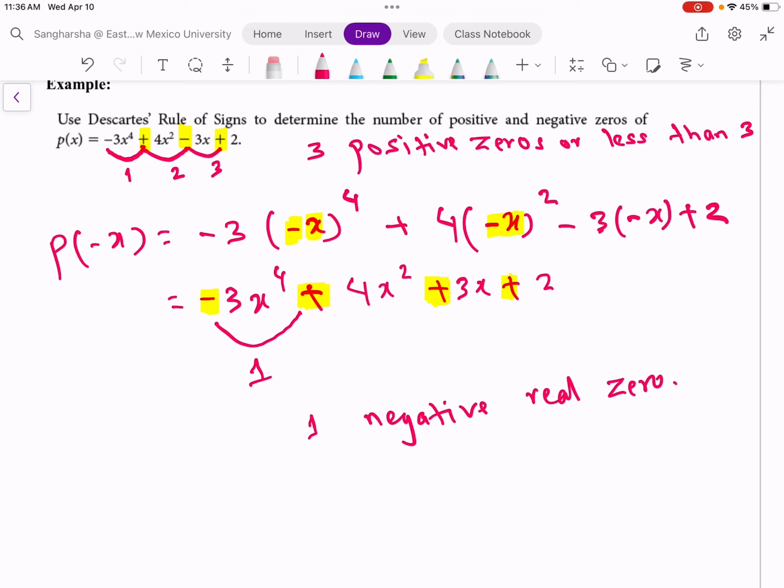So this function, the degree is 4, so the function is going to have at most 4 zeros, right? And out of those 4 zeros, 3 are going to be positive and 1 is going to be negative. Okay, so if you are interested, you can use this Descartes' rule to find how many positive zeros and how many negative zeros we can find.